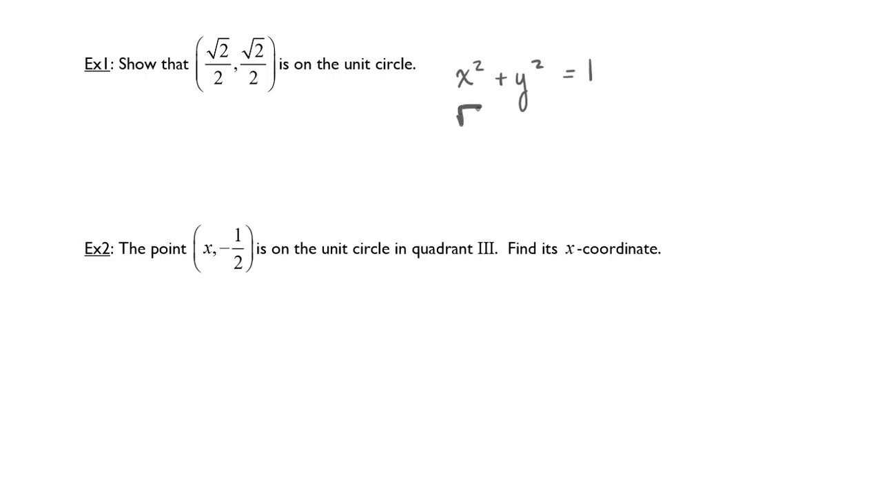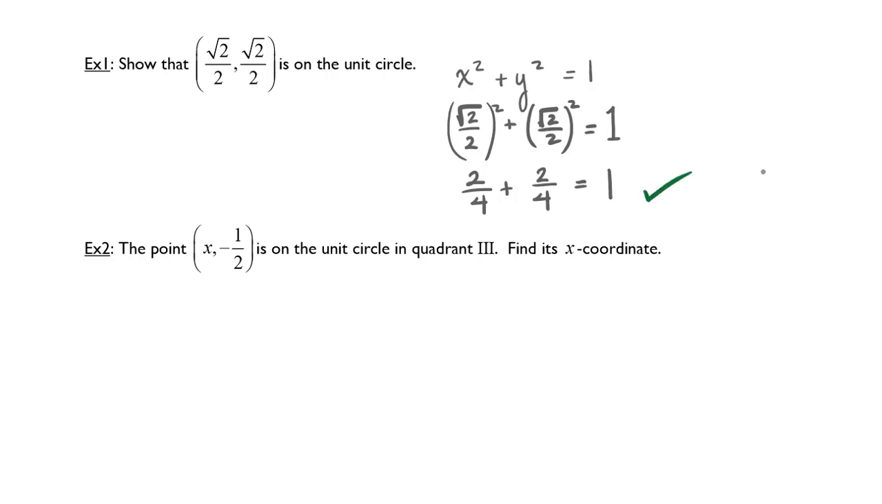So if we replace x with root 2 over 2 and we square it, and we replace y with root 2 over 2 and we square it, we should hope that it will equal 1. This will give me 2 over 4, simplifying the first term, plus 2 over 4 equals 1. And this is indeed a true statement, and so we have proved or shown that the coordinate point root 2 over 2, root 2 over 2 does actually fall on this unit circle.